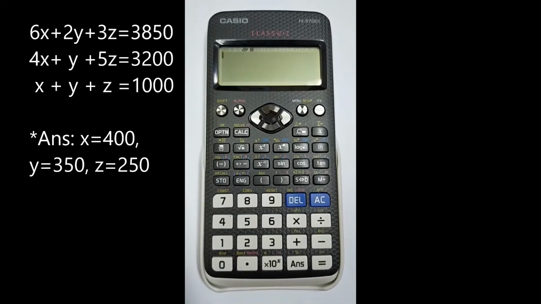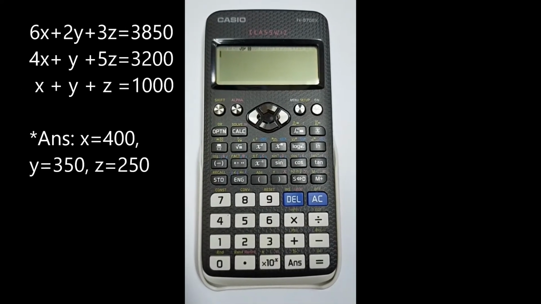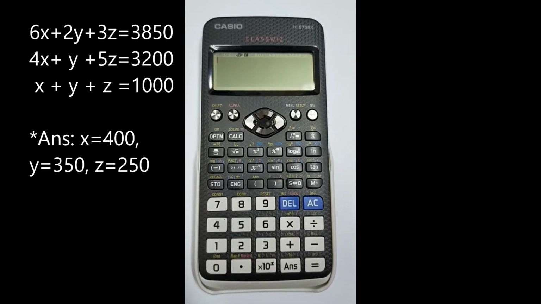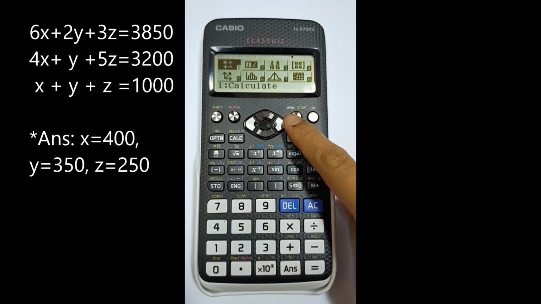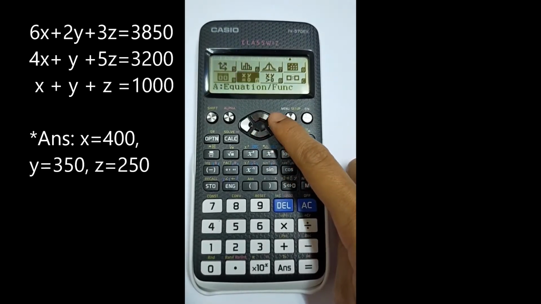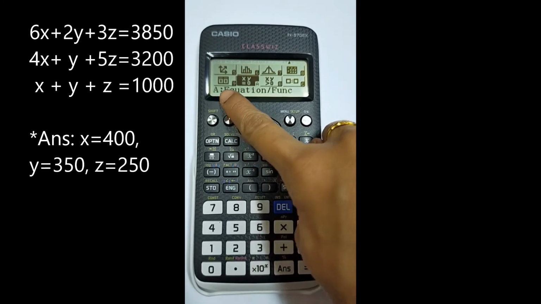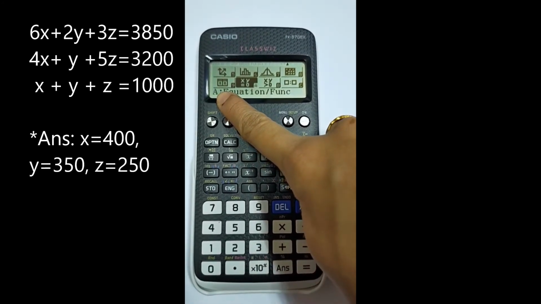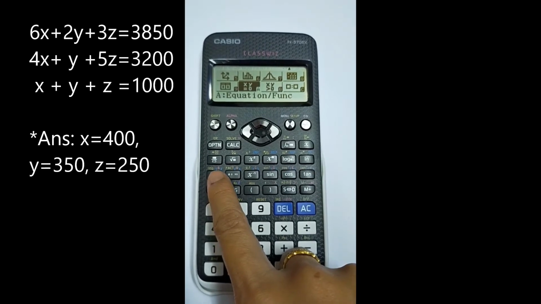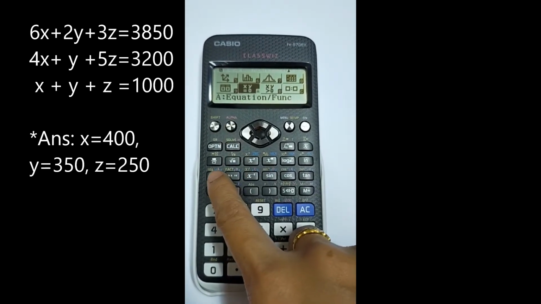Okay, now how to solve a system of linear equations using the calculator, or how to check whether our answers are correct or not. So now we press menu. Okay, we're not going to find a matrix, we are going to find an equation here. So the setting is A. So what do we do? We press alpha and A, the alphabet A.